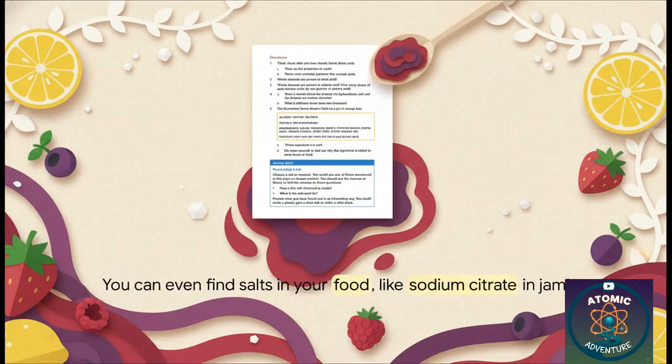And you know, salts aren't just for labs, they're in your food too. If you ever look at a jam jar, you might spot sodium citrate on the ingredients list. Guess what? That's a salt. It's made when citric acid, you know the acid in lemons, reacts. See? You're probably eating different kinds of salts all the time.